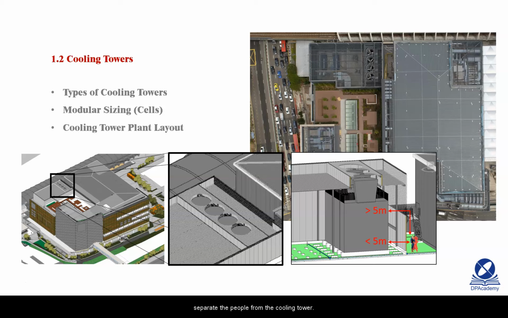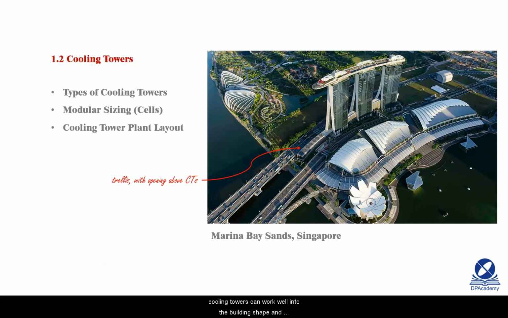Thus, at Pi Labour Quarter, a barrier needed to be built to separate the people from the cooling tower. Because of this, the air intake to the cooling tower was impeded, but it was able to be negotiated with the manufacturer that sufficient louvers could be provided on this side of the cooling tower at a slightly elevated height. If done right, cooling towers can work well into the building shape and form.